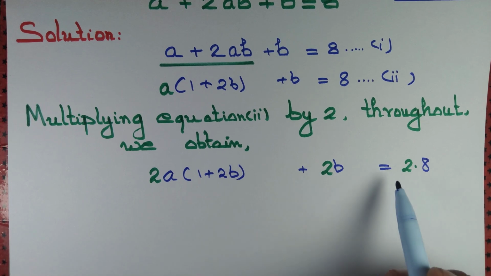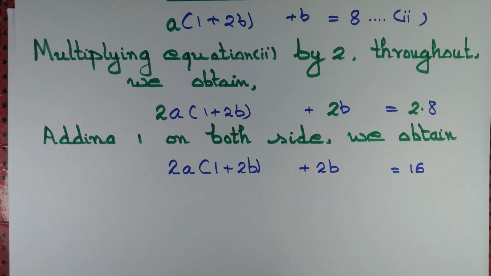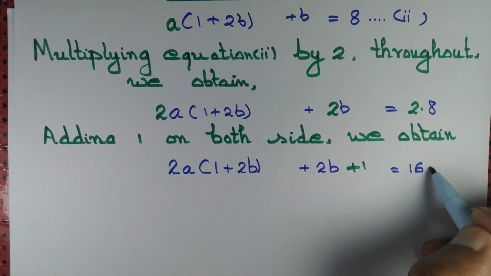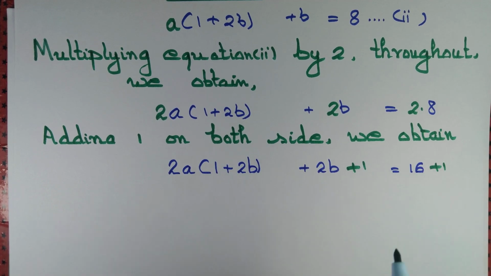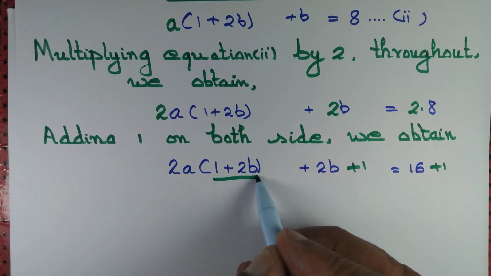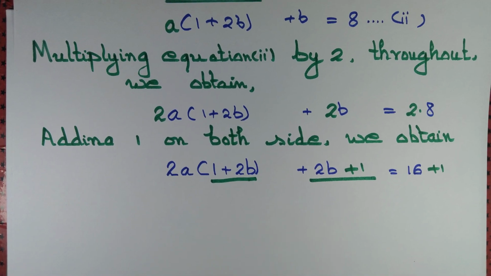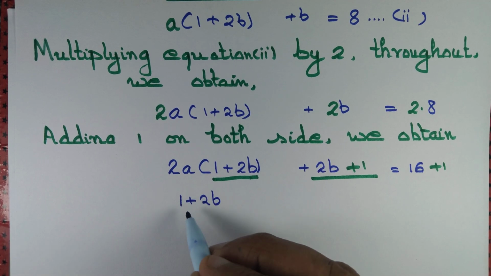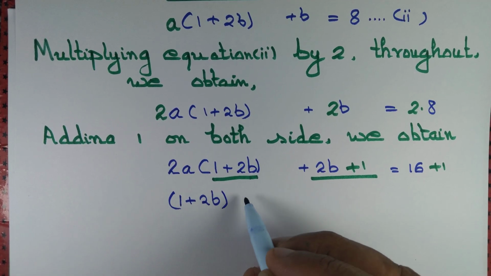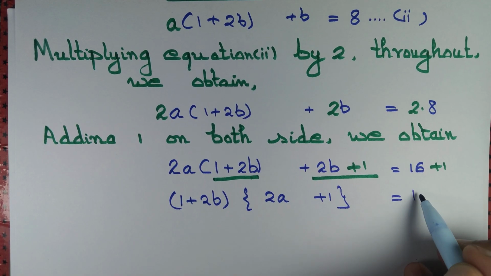What can we do? If we add 1 to both sides, then maybe we can factorize it. So we are just adding 1 on both sides. 16 plus 1 is 17, a prime. Oh, nice. We will have very few factors of a prime. Further, we observe that we have the expression 1 plus 2b and also 1 plus 2b. So let's take 1 plus 2b common and factorize the left hand side. Once we take 1 plus 2b common, we are left with 2a plus 1 equal to 17.